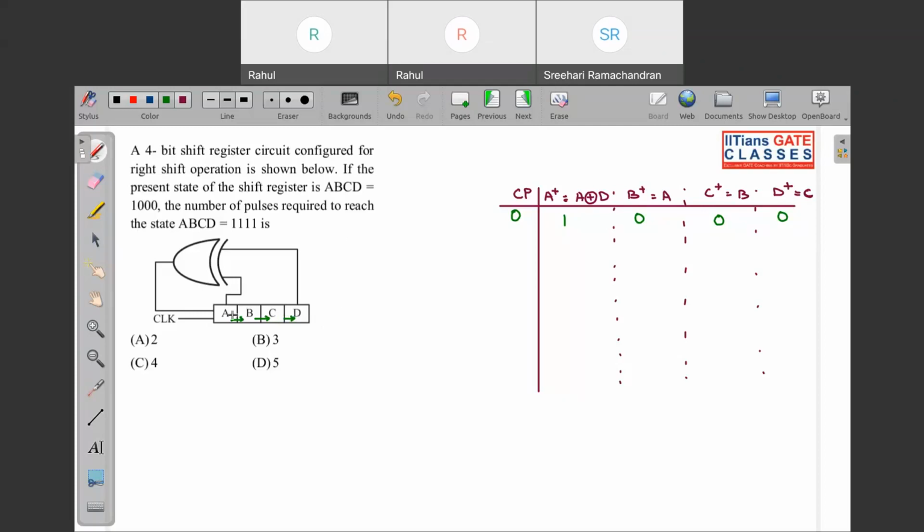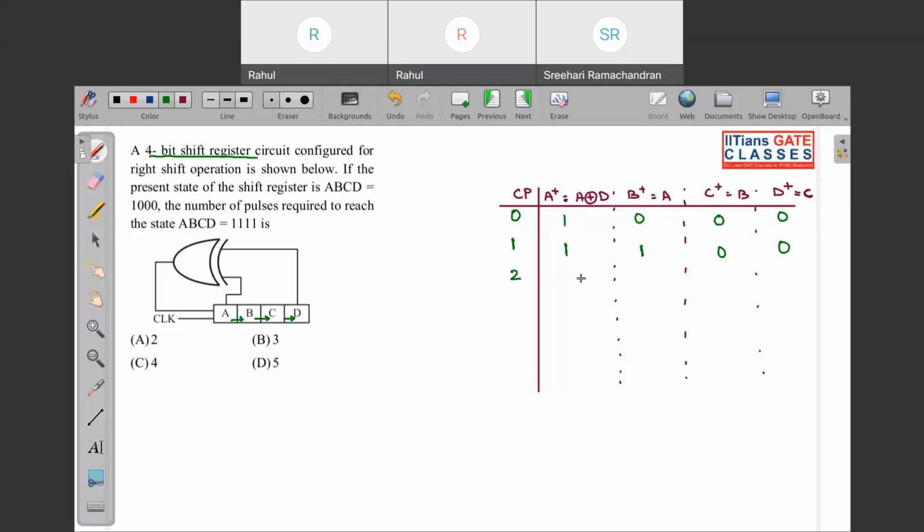So here you can see next state of A will be A XOR with B, because this is what is happening. For B, it is what? See, why have I assumed that these are all D flip flop? Because it is given 4-bit shift register. Okay, so that is why. So in the first clock pulse, A is A XOR with D. So this is 1, this is 0, so this will be 1, this will be 1. Why? Because this is A only and these all are 0.